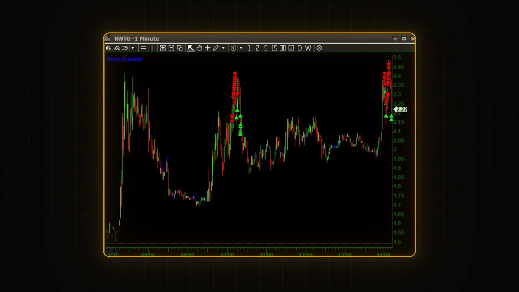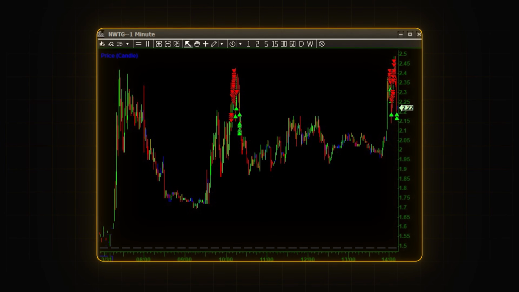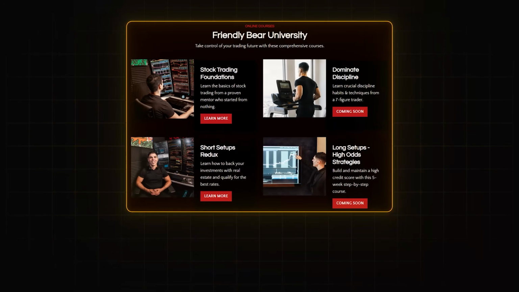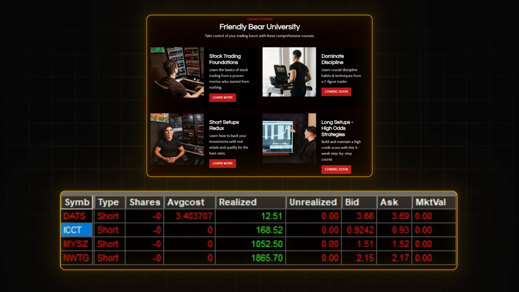I was intentionally aiming to lock in smaller profits and try not to stay in my trades like I would if it was an ideal market environment. If you're in the Friendly Bear University, you know how these are just my relatively small wins compared to other trades that I've shared with the FBU students. In this tutorial, I want to share how I scalp trade when the market is not as volatile.